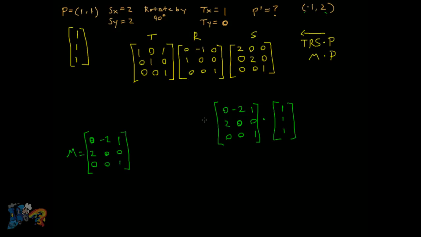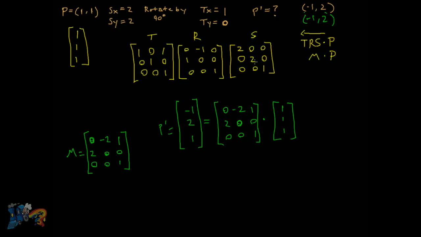And we get our result. That's 0, minus 2, plus 1, which is minus 1. This is 2 plus 0 plus 0, and this is 0 plus 0 plus 1. So our result, P prime, is equal to negative 1, 2, 1, which is a point with the coordinates x equals -1 and y equals 2, which indeed is the right answer.